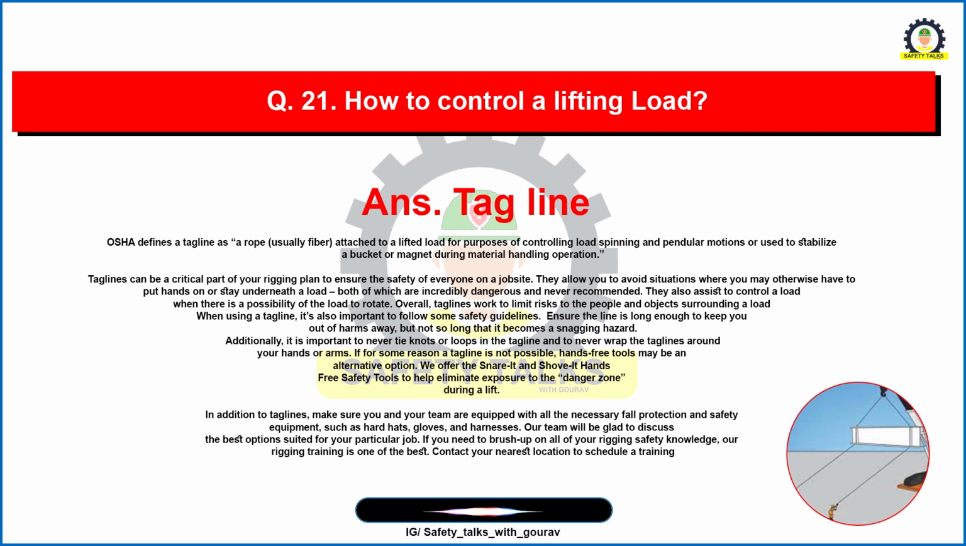When using a tagline, it is also important to follow some safety guidelines. Ensure the line is long enough to keep you out of harm's way, but not so long that it becomes a snagging hazard. Additionally, never tie knots or loops in the tagline and never wrap the tagline around your hands or arms. If for some reason a tagline is not possible, hands-free tools may be an alternative option. We offer the Snare It and Show hands-free safety tools to help eliminate exposure to the danger zone during a lift.